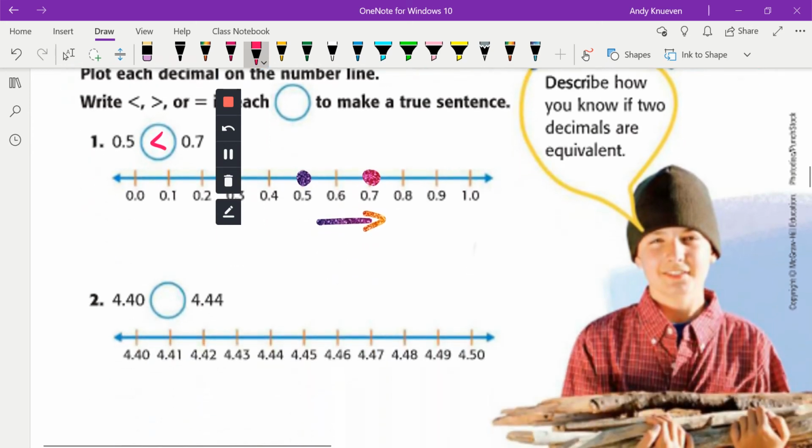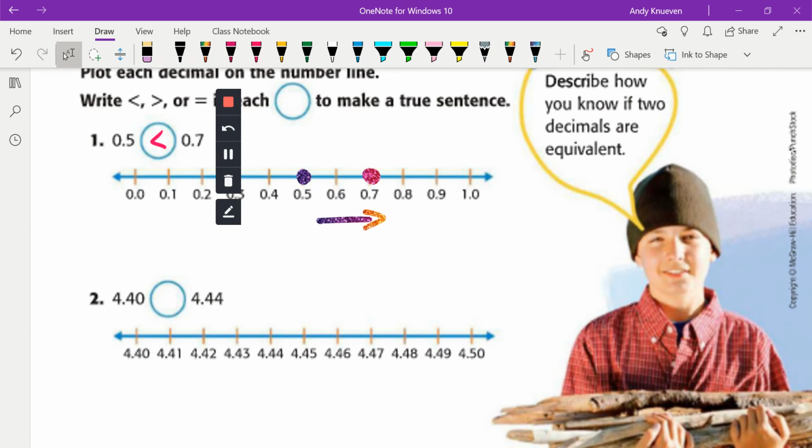If I'm looking at the next one here, 4 and 40 hundredths compared to 4 and 44 hundredths. So I'm going to plot a point, 4 and 40 hundredths and 4 and 44 hundredths. Well, since 4 and 44 hundredths is to the right of 4 and 40 hundredths, that means that I'm going to put in a less than sign. 4 and 40 hundredths is less than 4 and 44 hundredths.